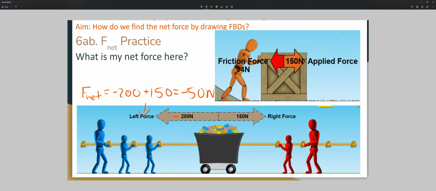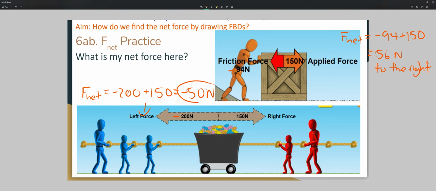Let's look at the image on the top right. And so my frictional force here is negative 94, which means I do negative 94 plus 150, and I get 56 newtons. Now, because force is a vector, we need to put the direction here. So we're going to say 56 newtons to the right.